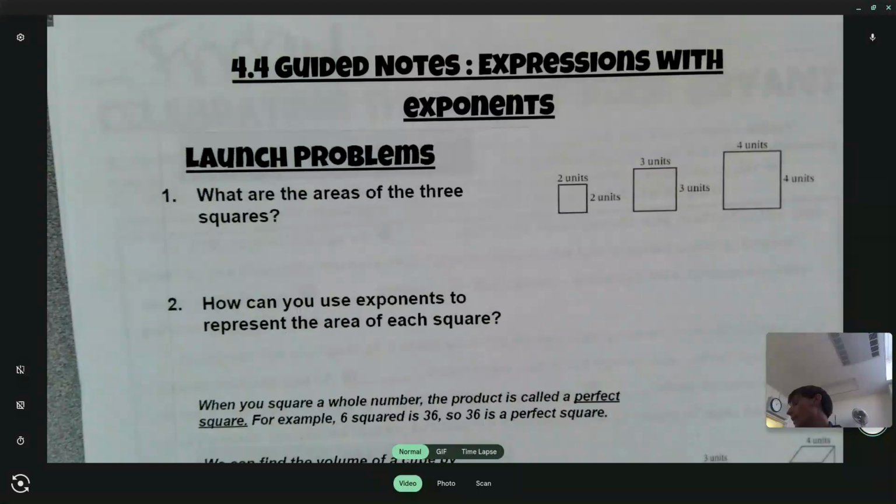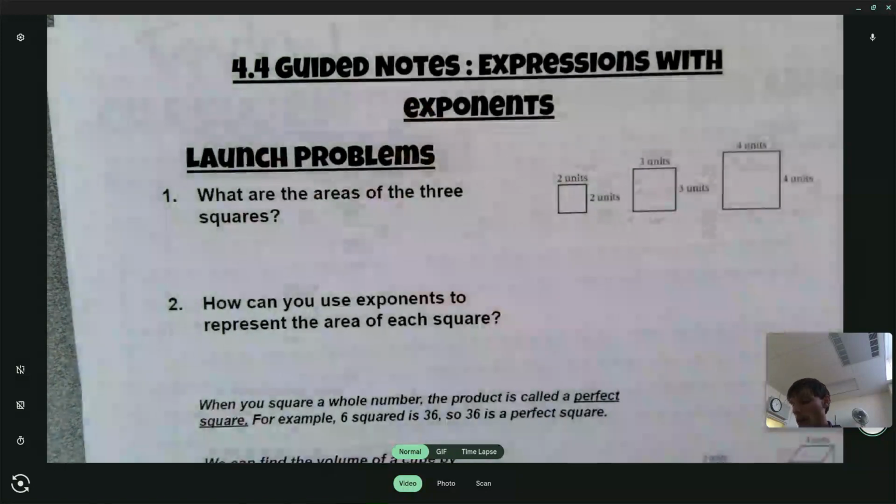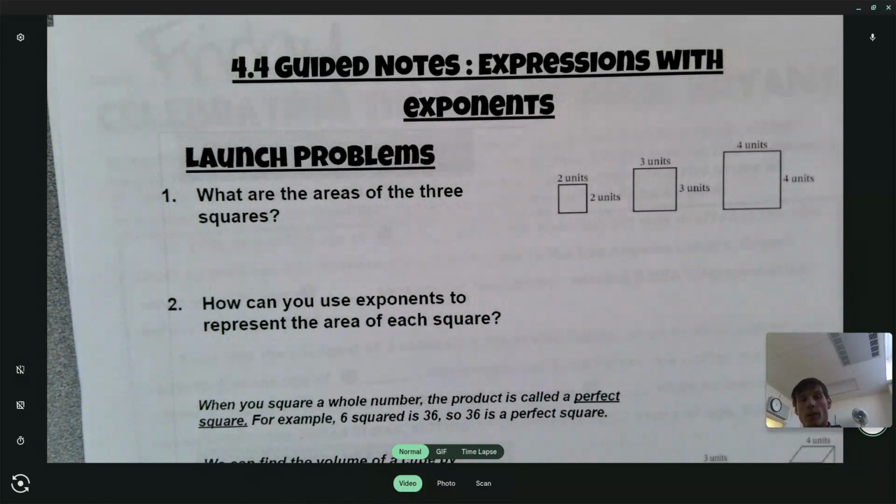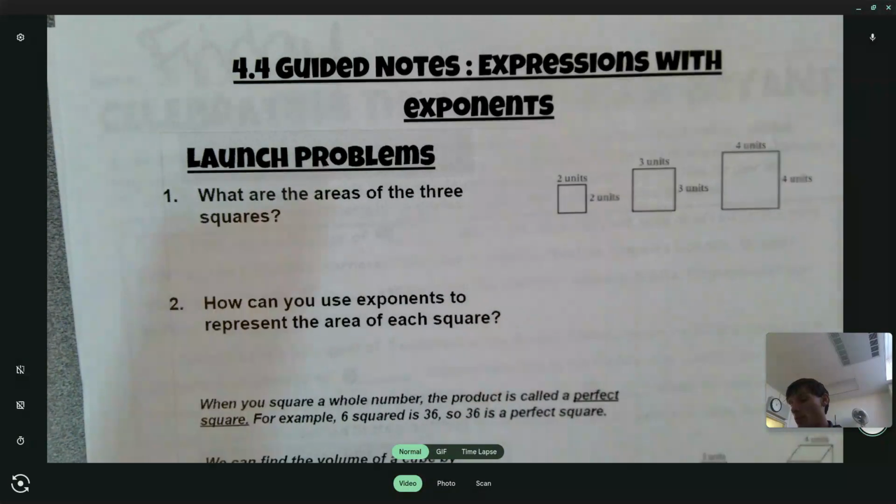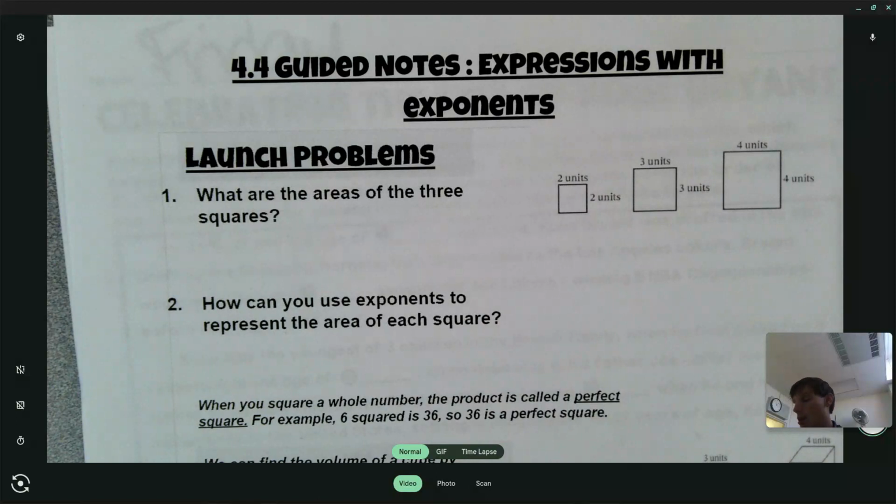I'm going to go over 4.4 with you all. So you should have, at this point, already completed launch problems 1 through 2 here. So you should have had a few minutes to do that. If you were not given a few minutes, you'll want to pause it and do that first. Otherwise, we'll start going over them here.